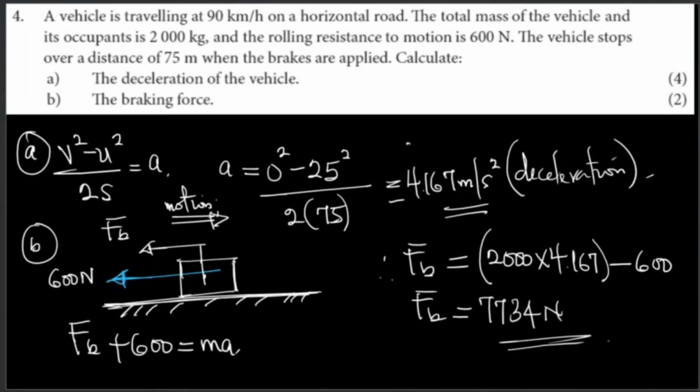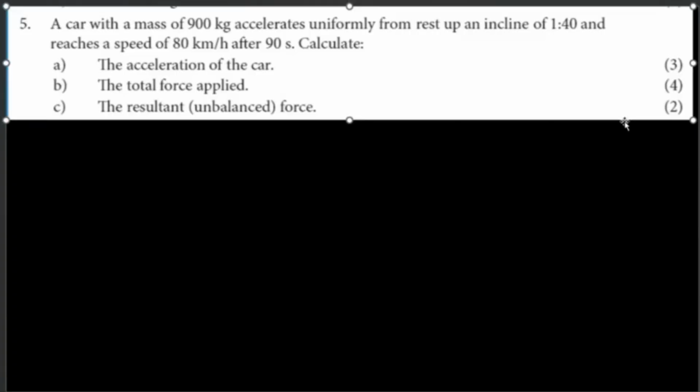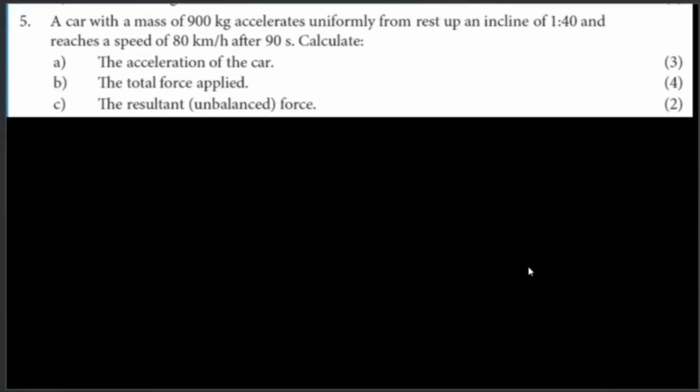Okay, let's look at another question so as to gain more understanding. I want you guys to look at question 5. This one is an incline. I want to ask you guys a question. When you are given an incline in this ratio, what does it mean? 1:40. Do you know what it means?